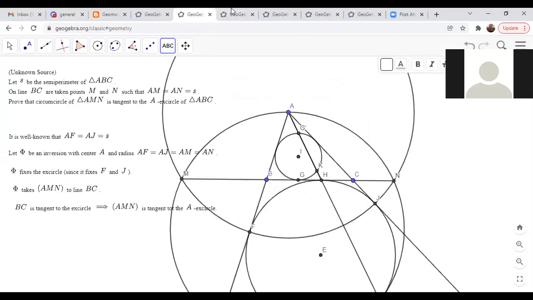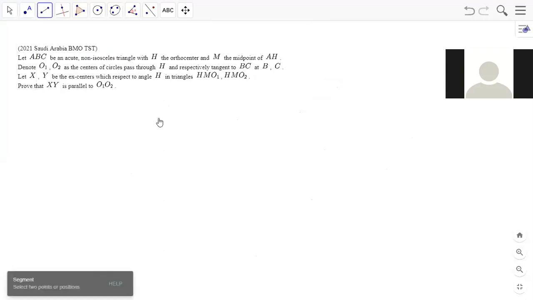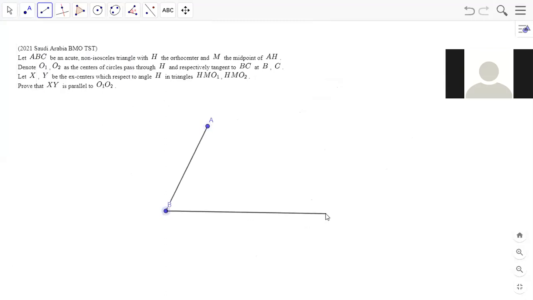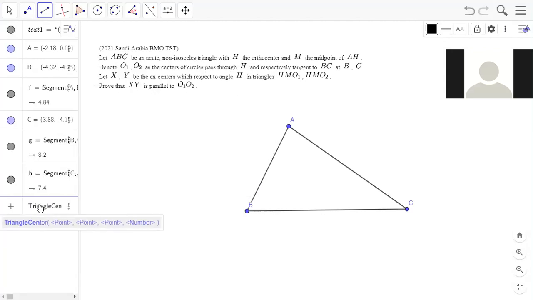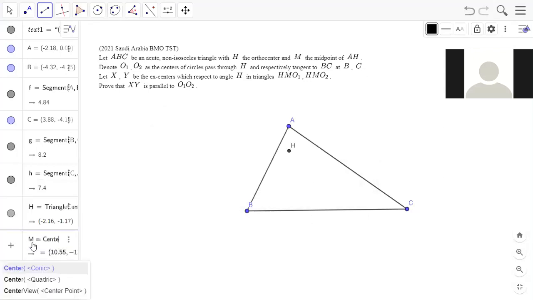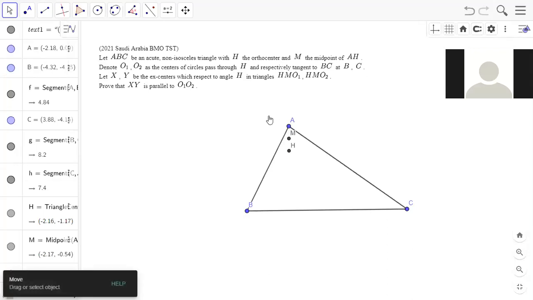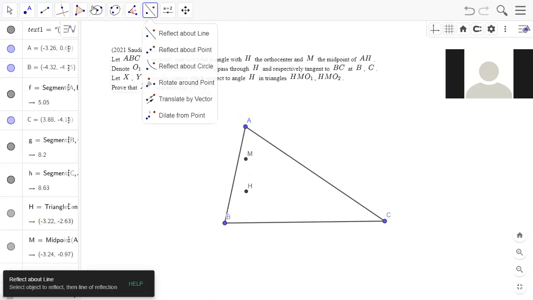All right. Okay, so we have an acute triangle with orthocenter H, and M is the midpoint of AH. That's a common idea. So let me use this. So that should be H, not D. And then M is the midpoint of AH. And then we draw the circles that pass through H and tangent to BC at B and C. So let's think how to do that. So I guess I could do it this way.